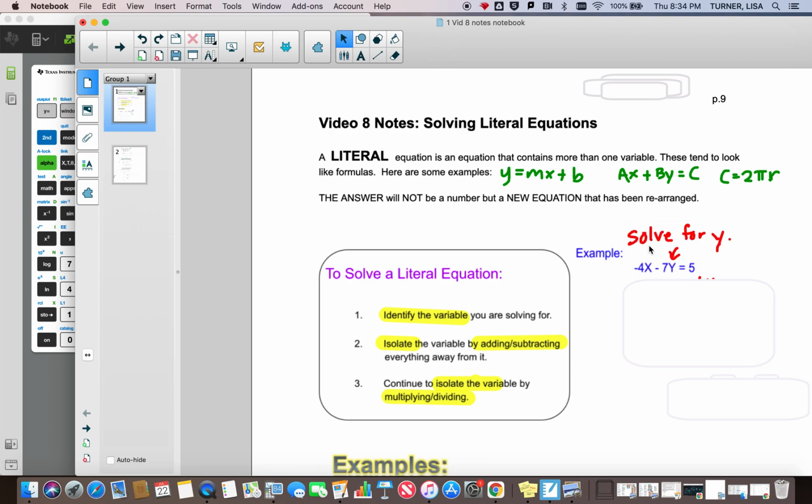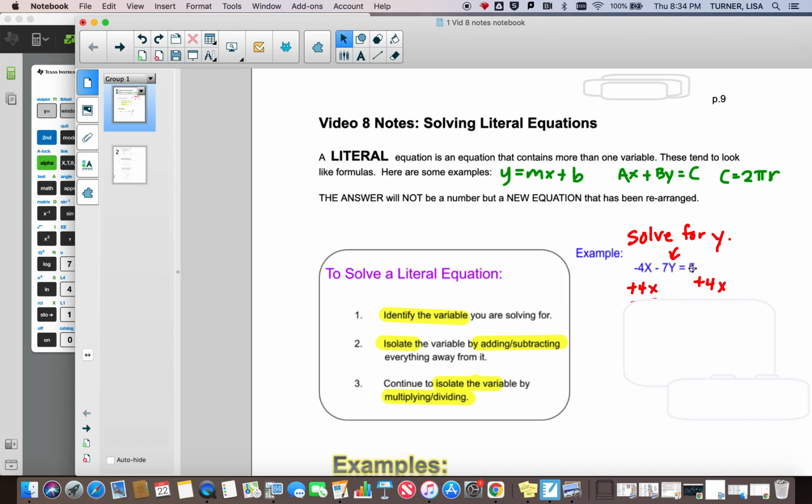So in this first example, the directions are important, so you always want to read the directions. So go ahead and write these directions down. Solve for y. And so when we solve for y, a lot of times I put an arrow at the variable that I want to solve. I want to leave that alone, get that alone. So I need to get rid of the negative 4x. So I'm going to do the opposite, and I'm going to add 4x to both sides.